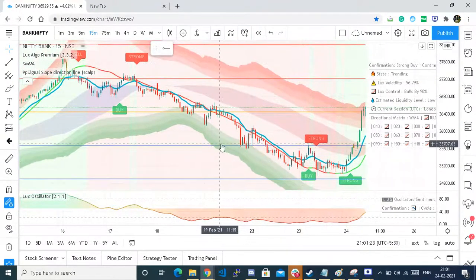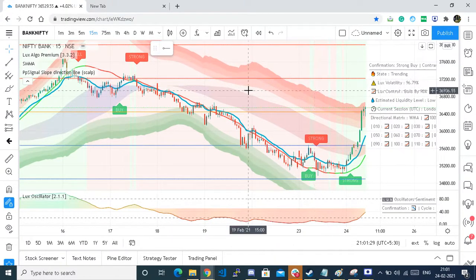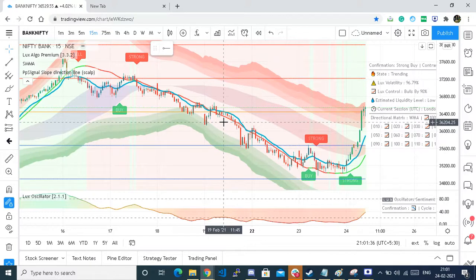So basically these are the reversal zones, and the center part of the cloud is where it will determine what the trend is. If the price is below this particular cloud, basically you can expect the prices to fall down.